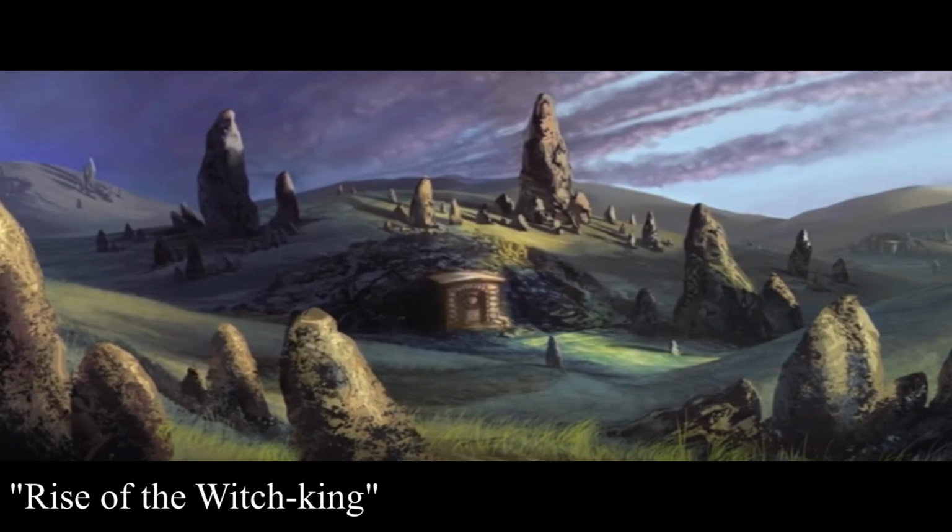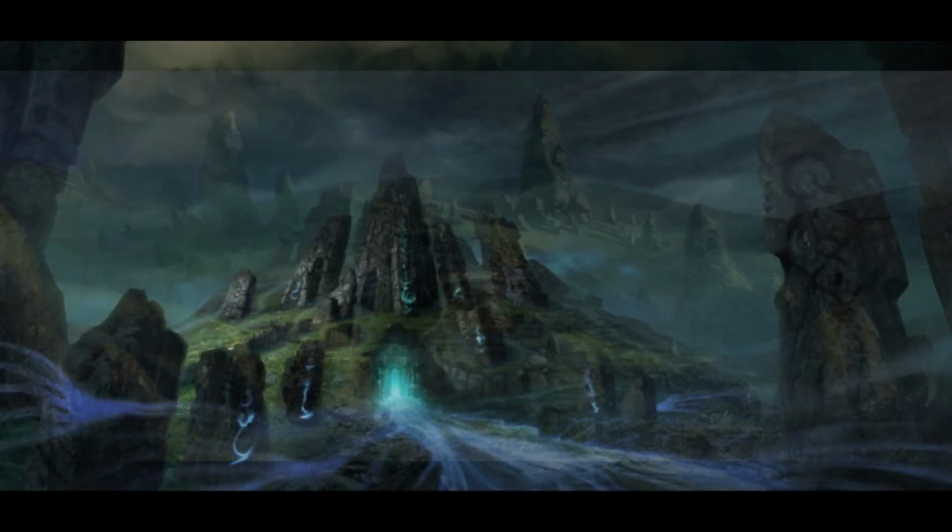The Barrow Downs were an ancient burial site. Going back to the First Age, men had been getting buried in the barrows there, and this was continued by the Dunedain up until the very end of Cardolan. Giant ancient graveyard? Sounds like a perfect place to become haunted.